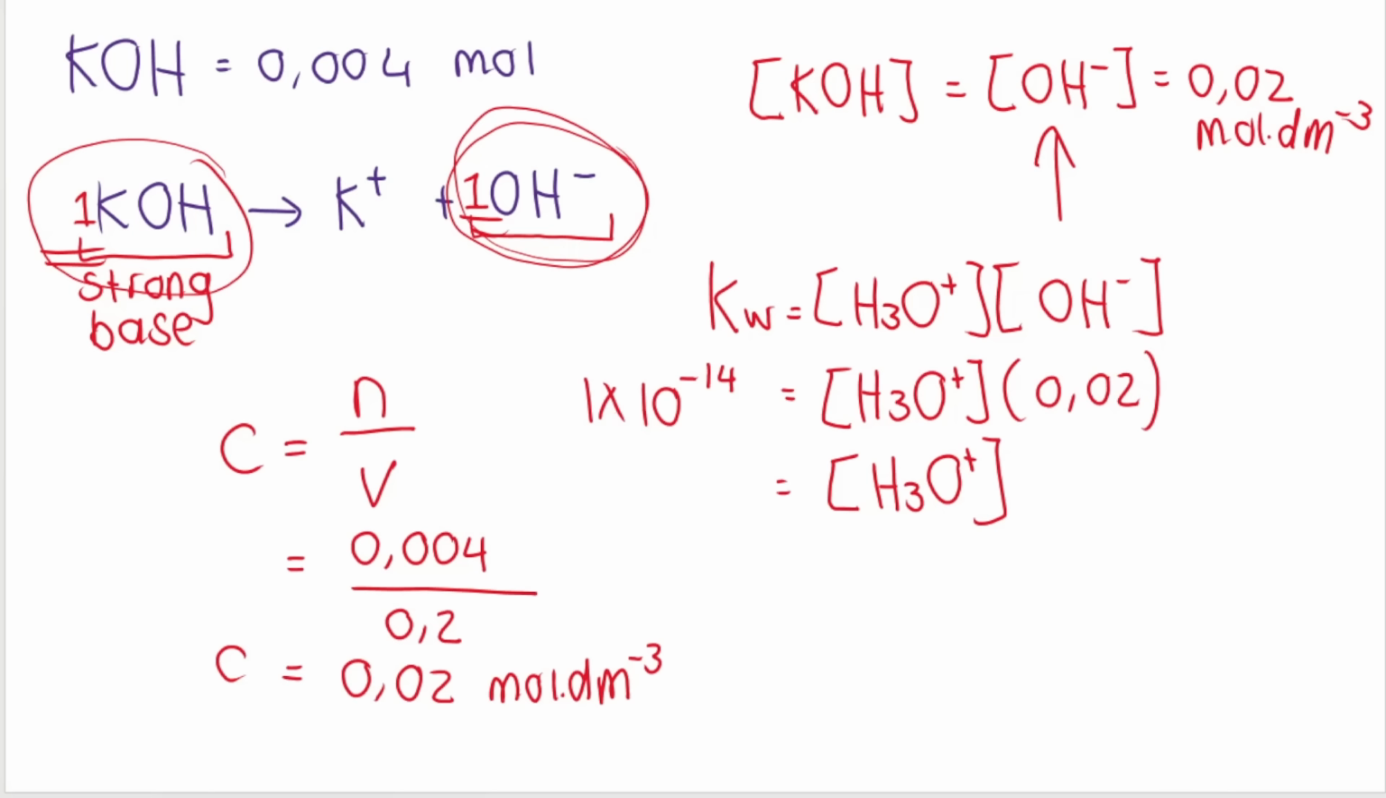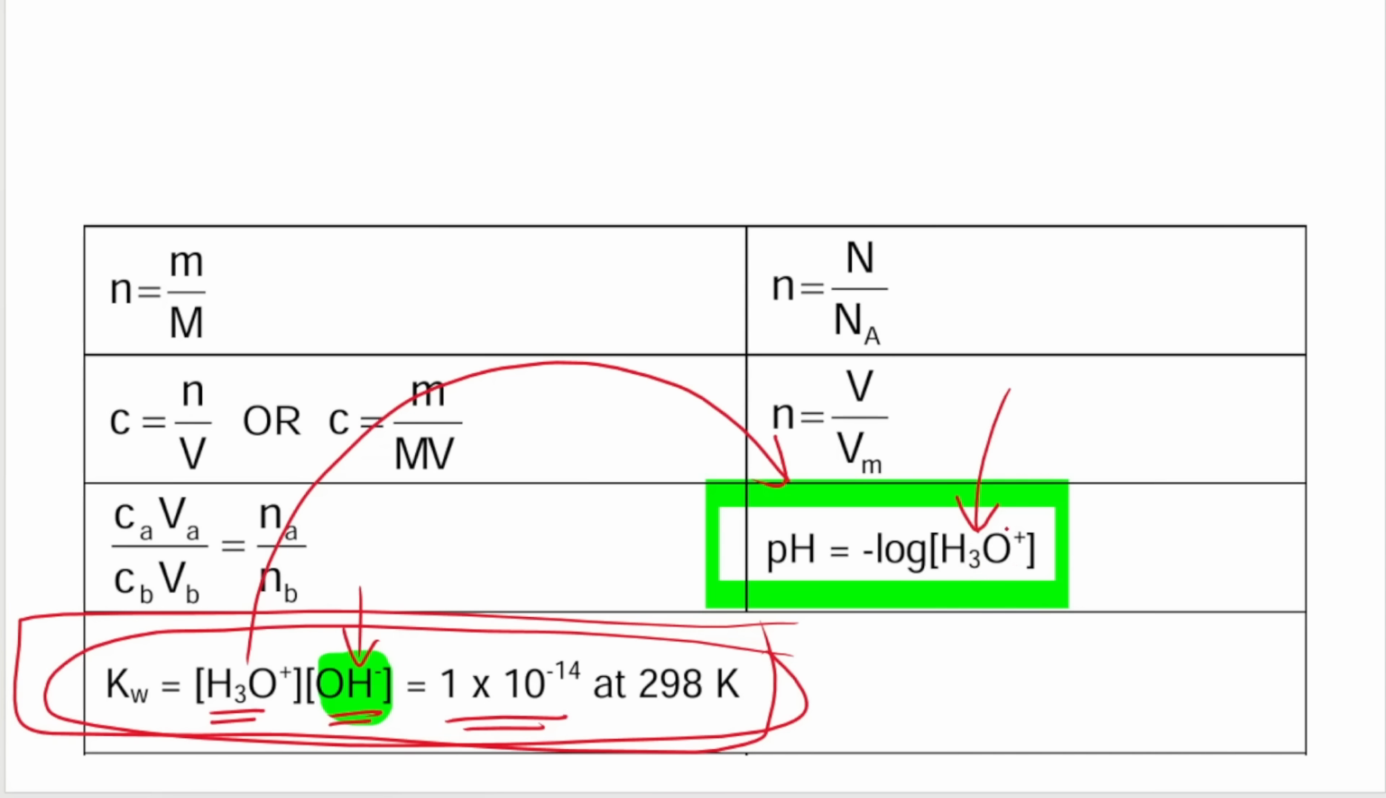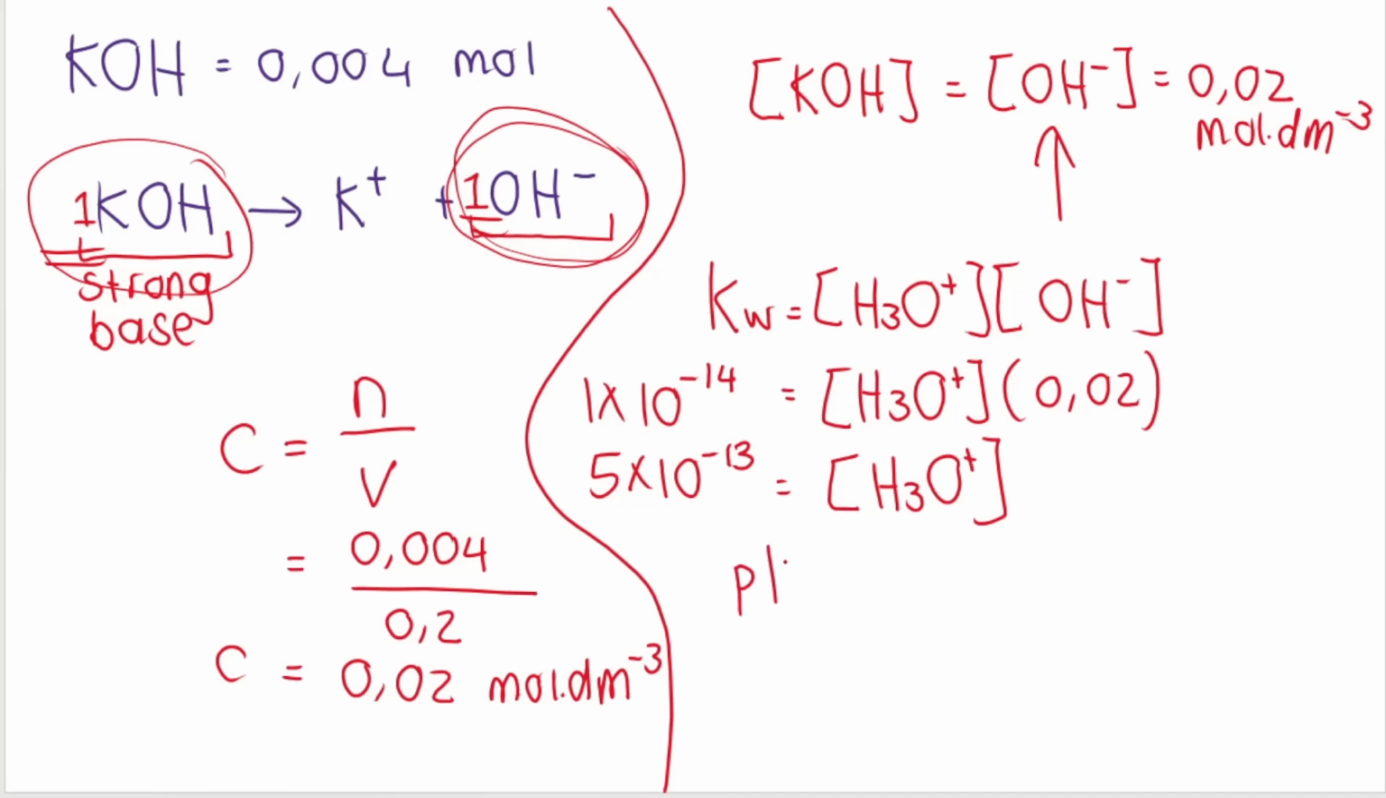So I say 1 times 10 to the power of negative 14 divided by 0.02, and I get 5 times 10 to the negative 13. That is the concentration of my hydronium ions. And now that I have that, I can now work out pH. So you write your pH formula. Remember, I have to tell my learners this all the time. It's a baby p and a big H. Please write it nice and neat to get your formula mark.